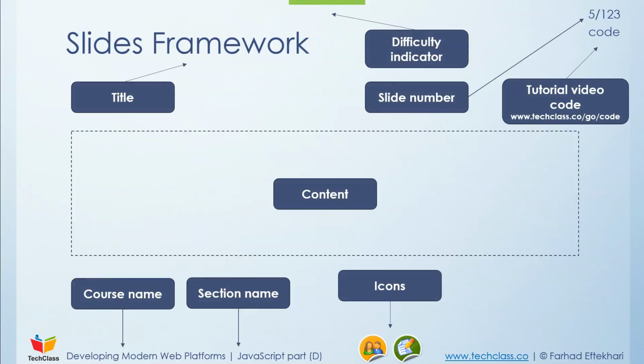And here is also the slides framework. It's nice to get to know it because each part of the slides has some sort of a definition. We're going to meet the titles of each slide here. The difficulty level indicator, as you got familiar with in the previous slide, is going to be on top of the slides. We have the slide number and we have the tutorial video code, where if you enter this code, then you're going to get redirected to the exact part of the tutorial videos. The content is going to be in the center. We have the course name, section name, and those typographical conventions and icons.